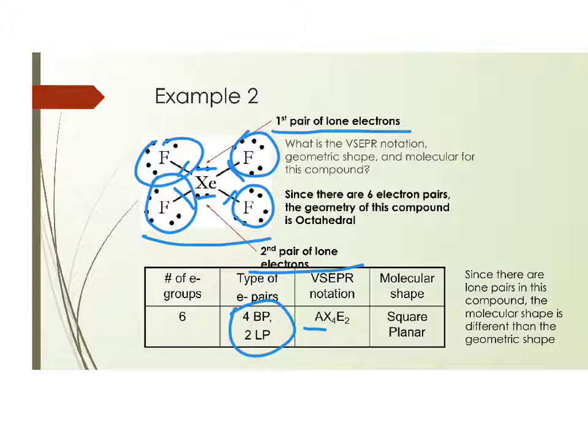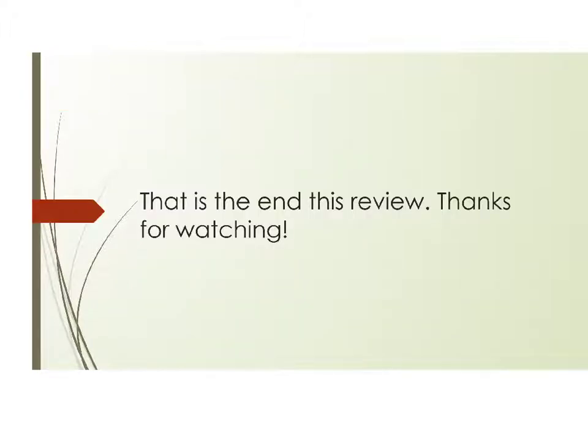Since there are lone pairs in this compound, the molecular shape is different from the geometric shape, and if you look back at the chart, when there are 4 bonded pairs and 2 lone pairs in an octahedral compound, the molecular shape would be square planar. So that would conclude this review video, and thank you all for watching.